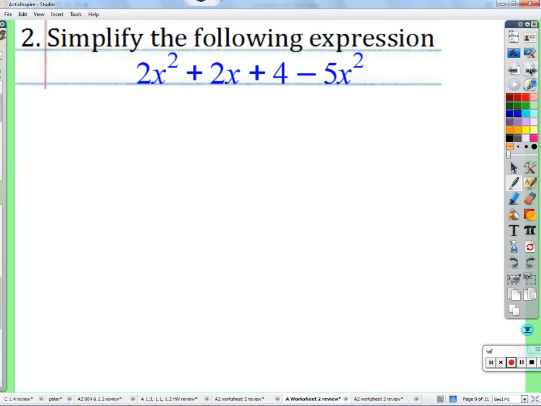Simplify. So combine like terms, right? That's all we can do. You got a 2x squared, you got a negative 5x squared. You can put those together, right? Because they're both kind of like areas, like pieces of paper. We can combine those and say how many of those things we have. So we have negative 3 of those. Two x's, like two rulers. It's like x. And then 4, just the number 4. That's as simple as it can be until we know what x is, and then we can plug something in for x, and then figure out what the final number is.